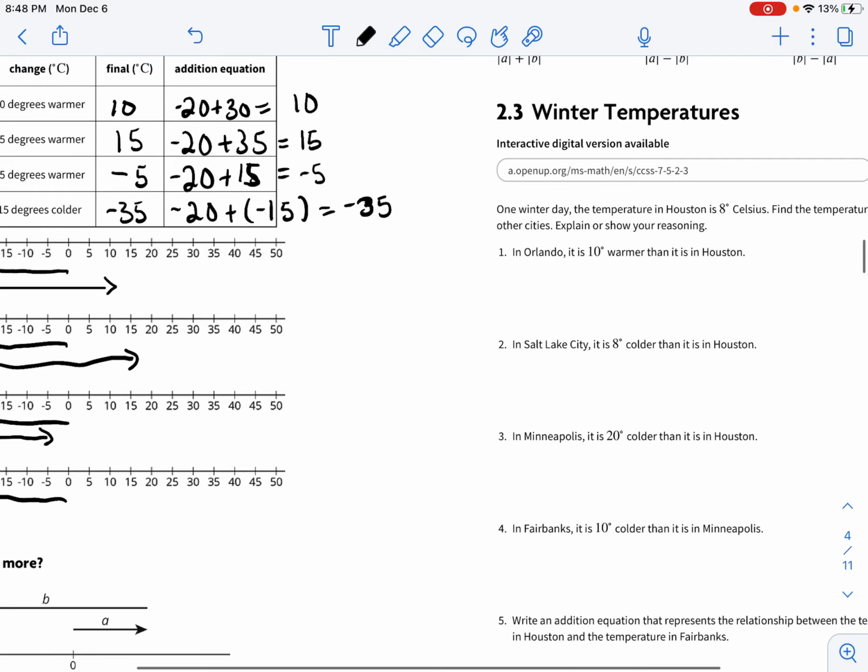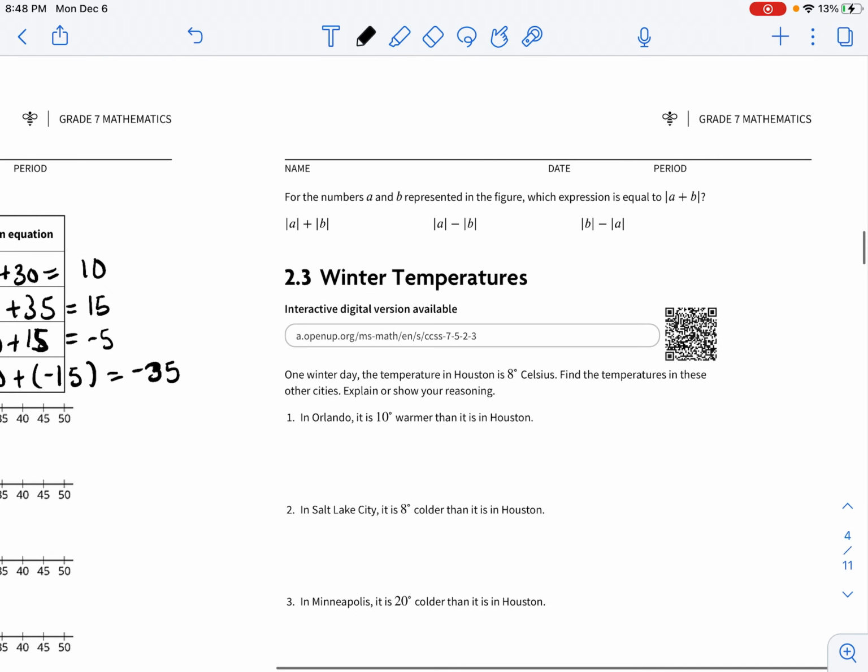Up here at the top, it just has a question dealing with that image that it just showed. So it says, for the formula A and B represented in the figure, which expression is equal to the absolute value of A plus B? Now looking at this, when I first did this, I went the wrong route because I wasn't trying to put it equal to this. I was trying to put it equal to the one that we saw in the diagram.